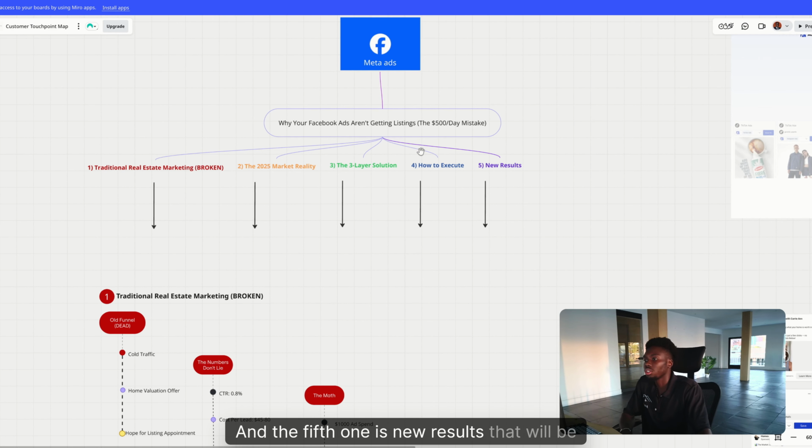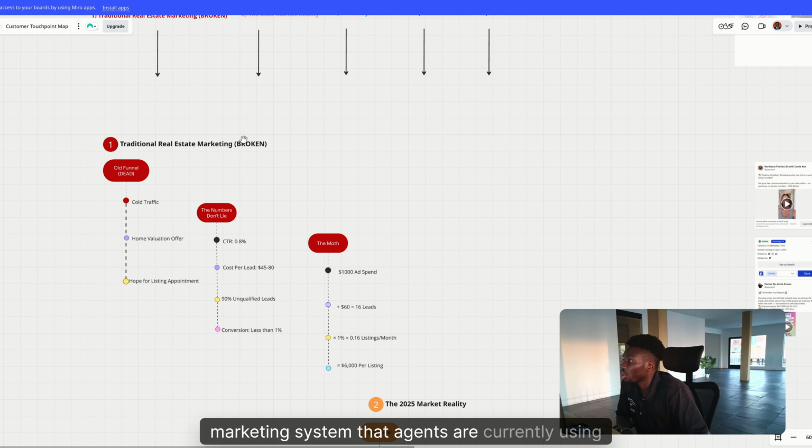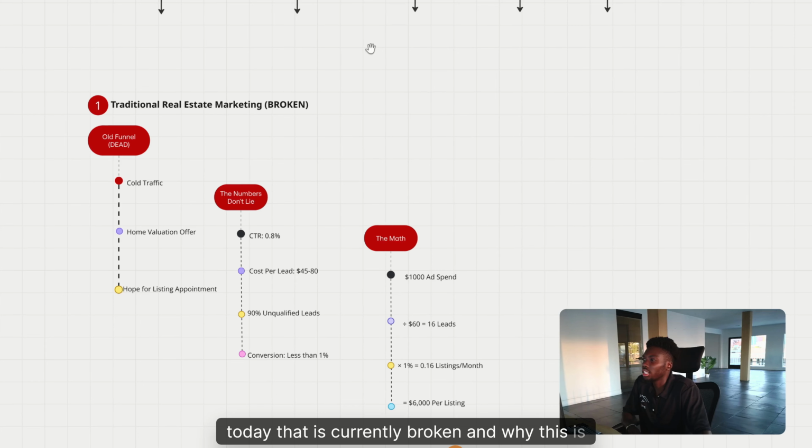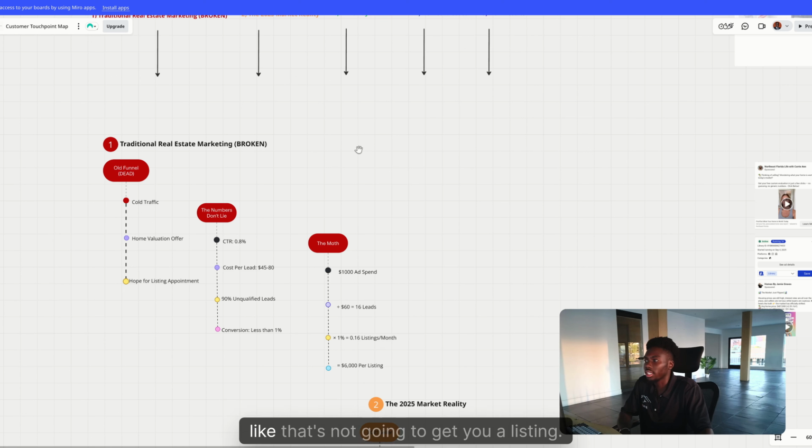And the fifth one is the new results that will be generated once executed with this simple blueprint to have in place for running ads, so you don't waste any of your hard-earned money on running ads on these platforms. Let's start with the traditional real estate marketing system that agents are currently using today that is broken, and why this should shift. I'm not saying all agents, but I'm talking about the ones running generic static ads. In 2025, that's not going to get you a listing, and there are way better ways to improve those metrics.